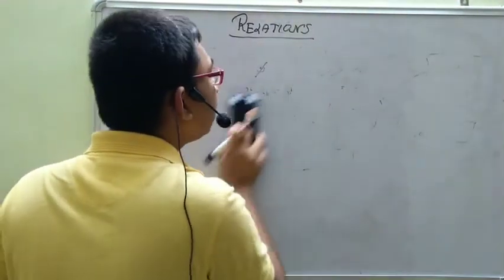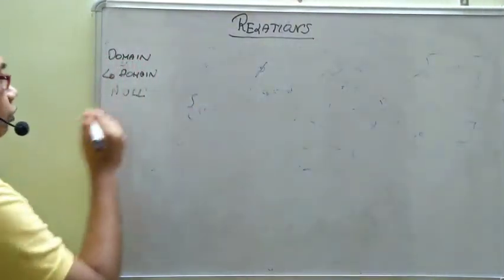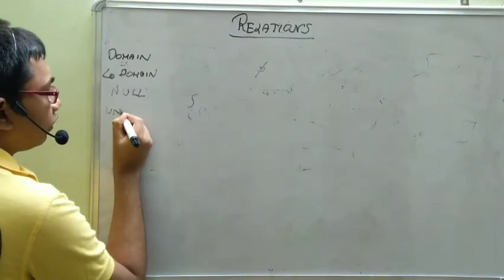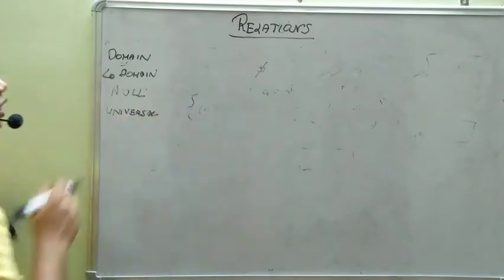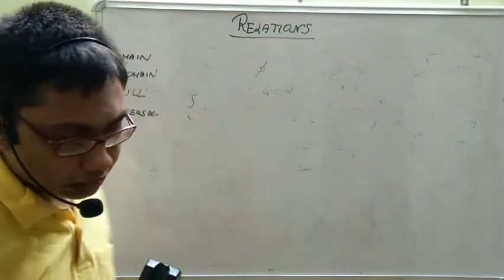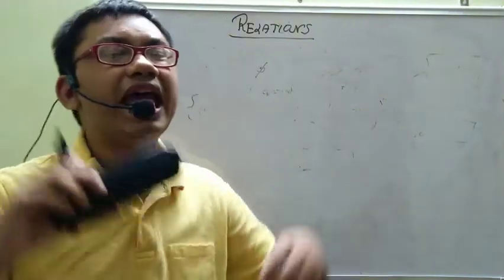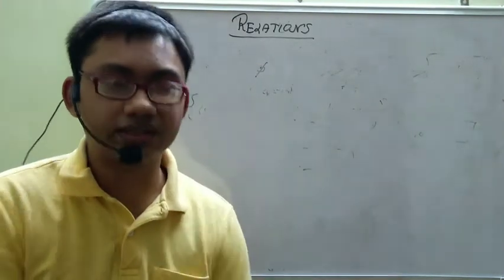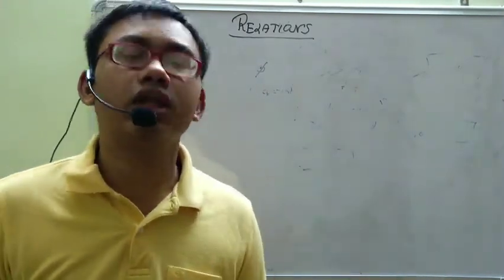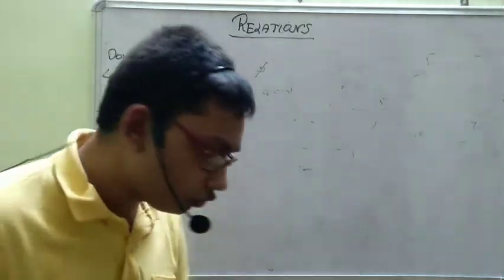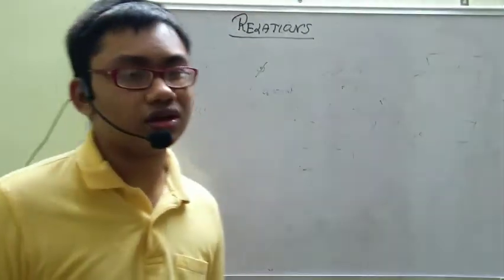And there is another relation called the universal relation, just the opposite of null. In this universal relation, every element in the defined set is related. Every element in the set is related to every other element. Therefore, this is a universal relation.